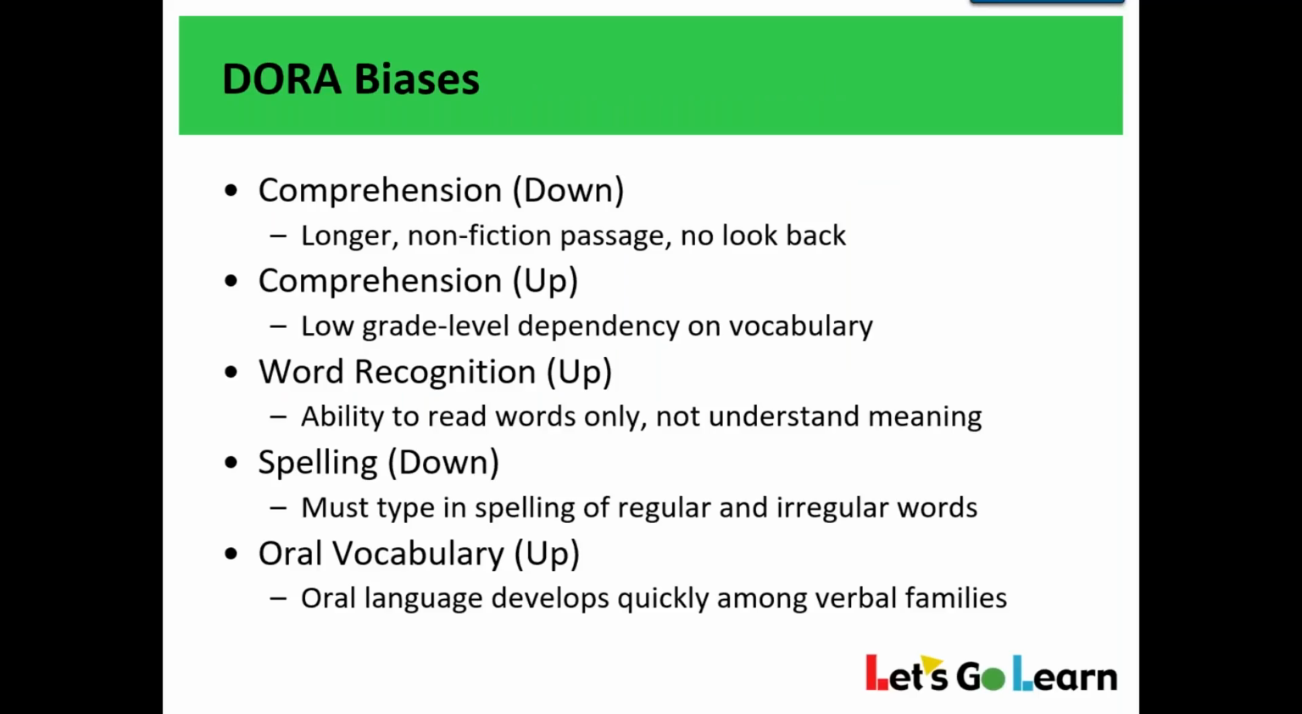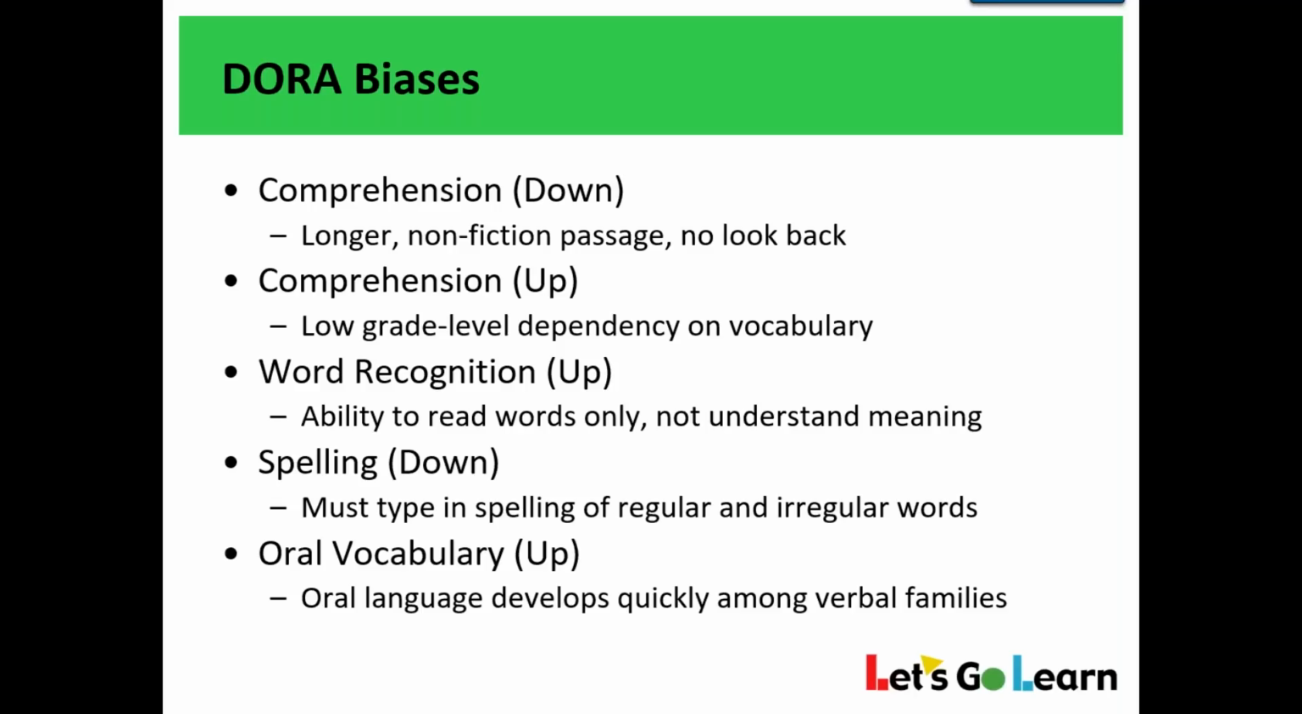Now, to sum it up so that we can go into our interface, I want to go over some of the subtests as well as some of the common biases that we will see. So once again, in comprehension, the scores can be lower than what you anticipate. Once again, it's because the passages are longer, we use nonfiction passages, and there's no look back. And on the flip side, as in the example that I spoke about with our Asian students, sometimes the comprehension scores can be artificially higher, and that's because we do not embed grade level equivalency vocabulary within the passages.